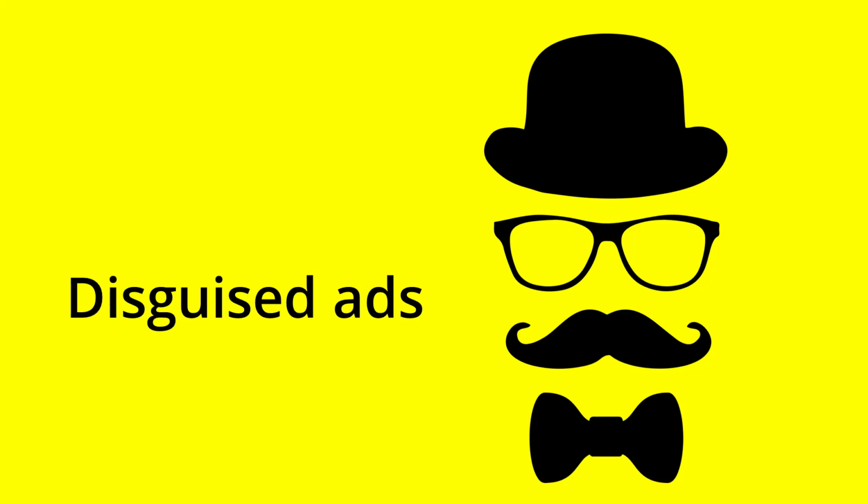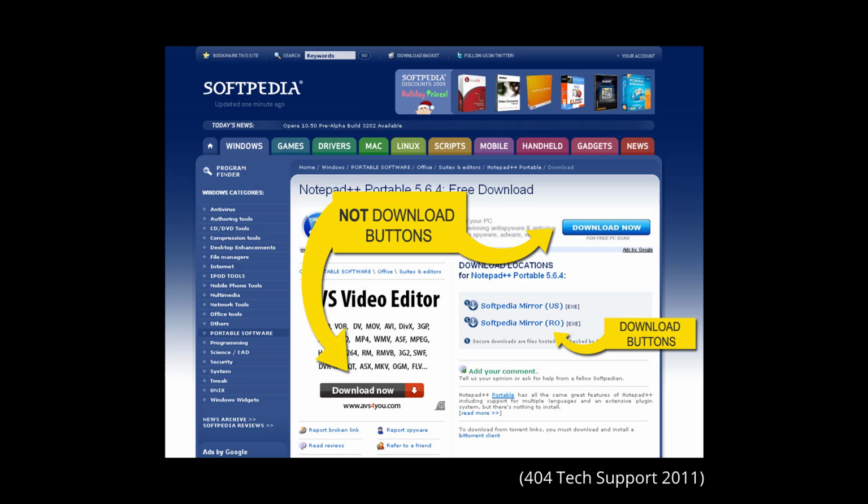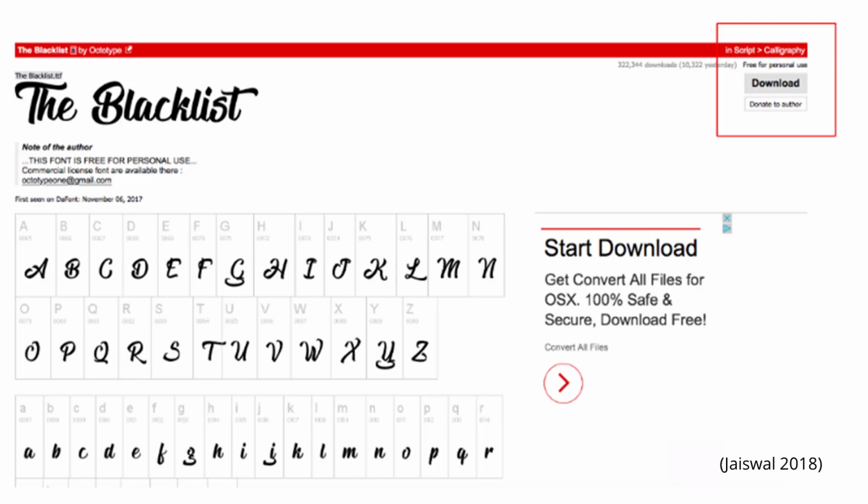There is also disguised ads. These are advertisements that are disguised as an element on the page to trick the user into clicking on them. Softpedia is a popular site for free software downloads, but it runs a lot of ads that look more like download buttons than the legitimate download button on the site.